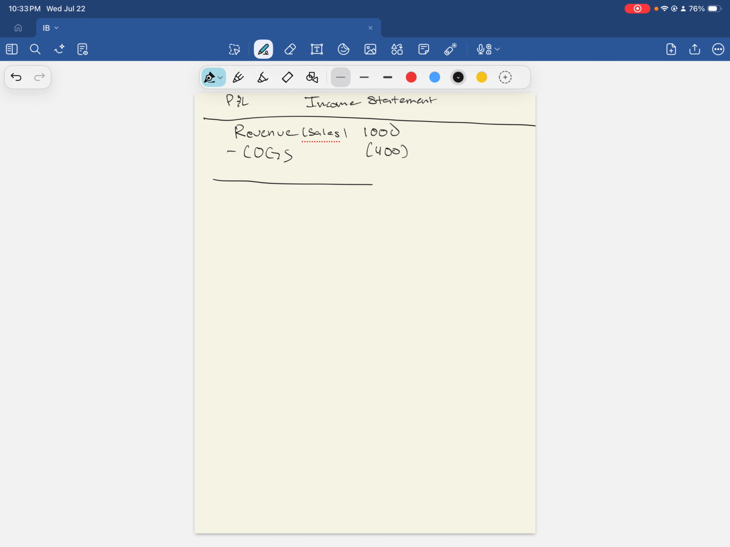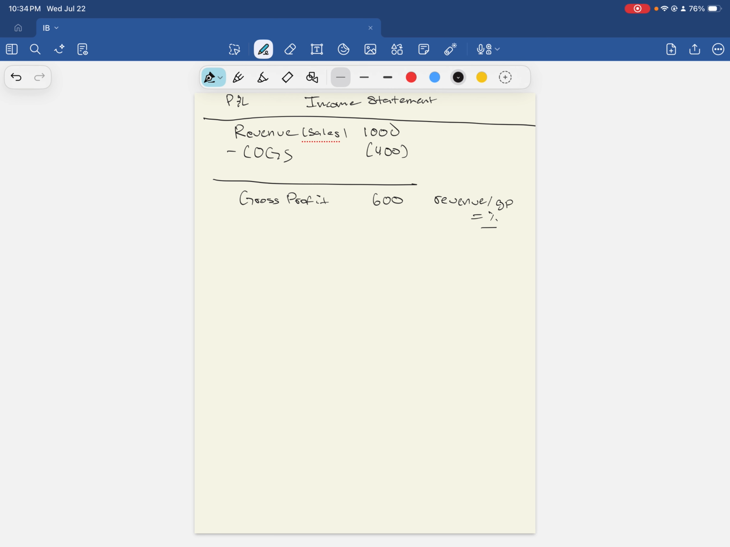And then once we subtract this out, you get your gross profit. This is your gross profit, and it's going to be $600, right? And this is basically what is left to cover everything else. And say someone asks you, hey, tell me what the gross margin is. You may be wondering, how do you find gross margin? Very easy. You take your gross profit and divide it by your revenue, and you get your gross margin percentage, whatever that is.